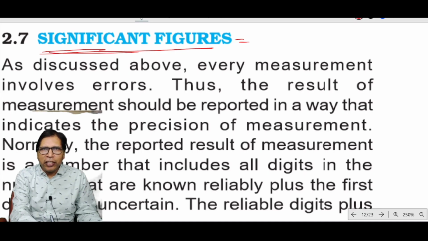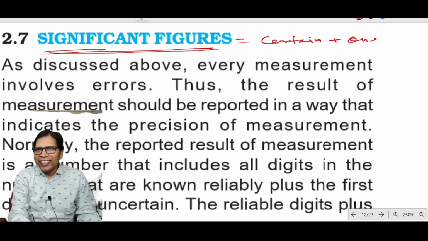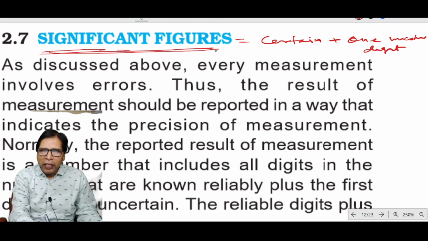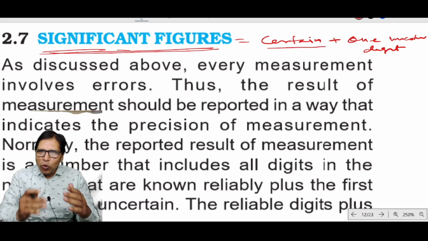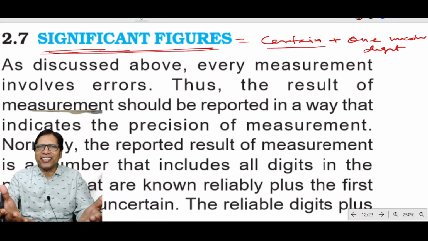Now, first of all, significant figures. Significant figures are the certain digits plus one uncertain digit. So significant figures equal the number of certain digits plus one uncertain digit.